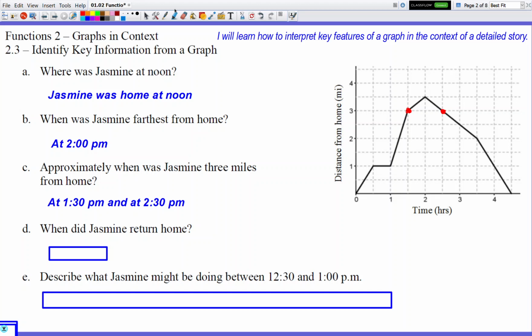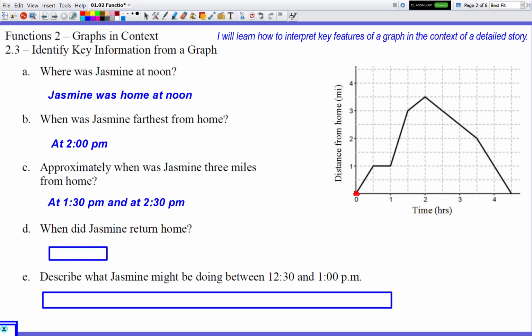I'm going to go ahead and erase these dots, because if I put more dots on the graph, I don't want you to get confused with the red dots that are there now. So, when did Jasmine return home? If she's at home again, that means she hit the x-axis. The only time she hits the x-axis is here, but it's saying return home.